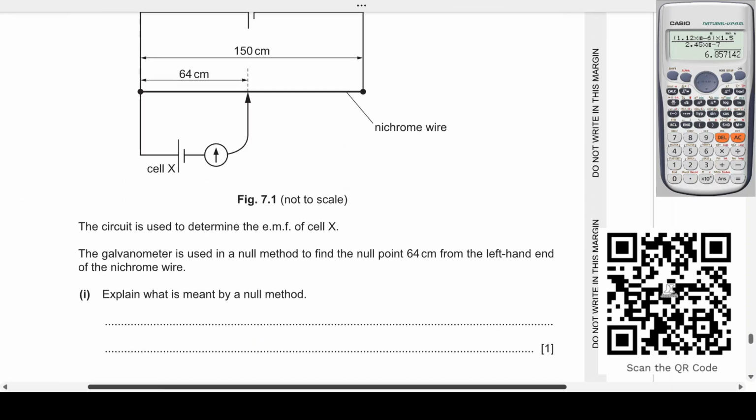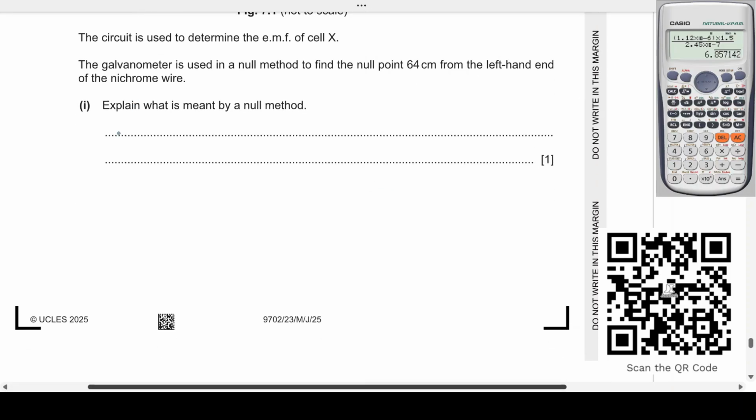Explain what is meant by the null point. Okay, sorry, not the null point. Describe what is meant by null method. So the method in which the galvanometer reading becomes zero. The reading of the galvanometer becomes zero.